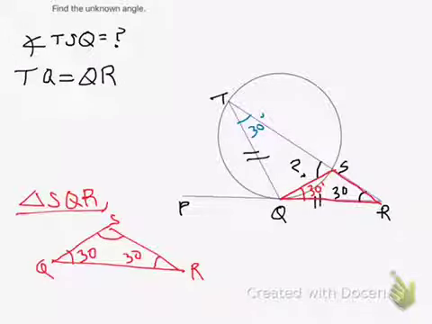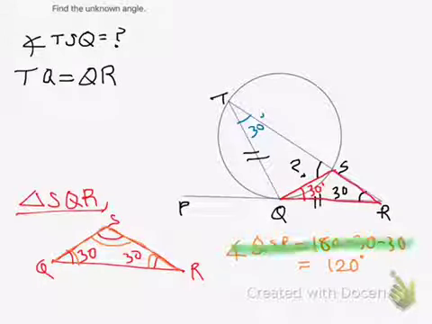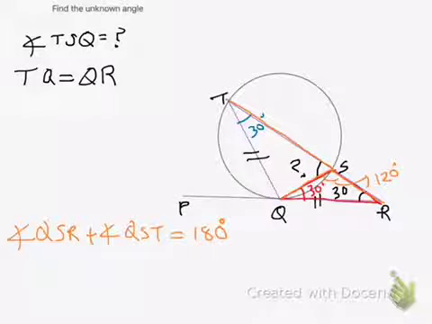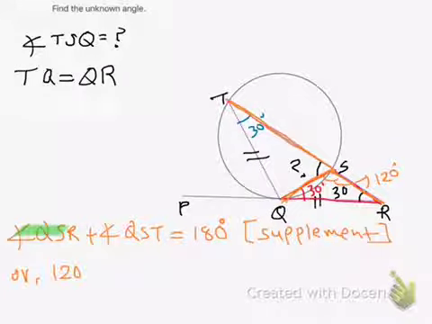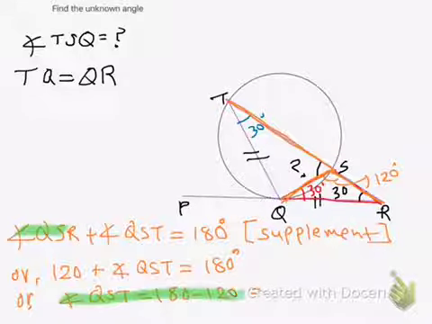Here when we look at the smaller triangle SQR, these both angles are 30 degrees, so we can find the remaining angle, which is angle QSR, by using the triangle property, which gives QSR to be 120. We can also say that angle QSR plus angle QST sums to 180 because they are supplementary angles. As we found QSR to be 120, we can say QST is equal to 180 minus 120, and it gives QST to be 60 degrees, which is our answer.